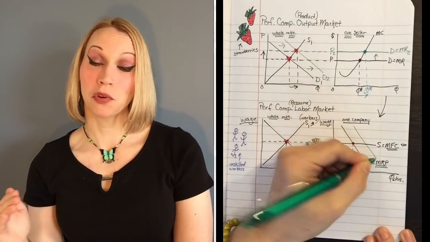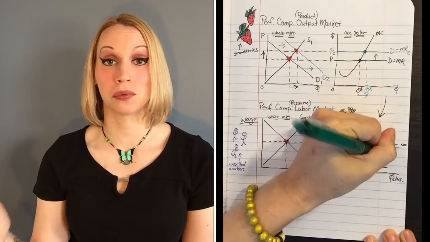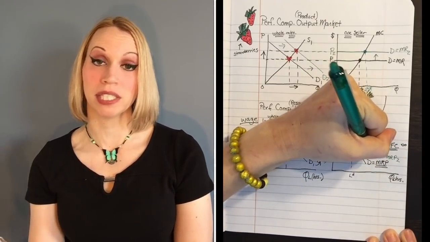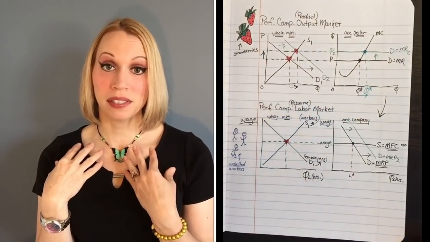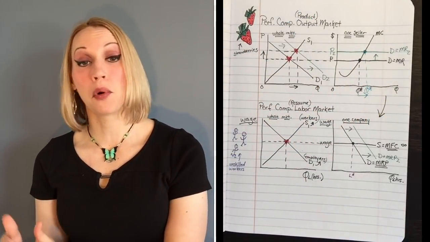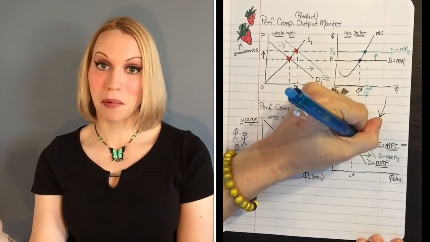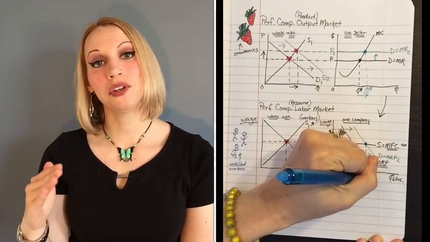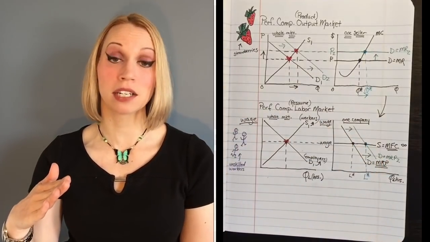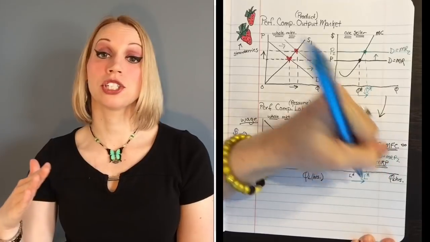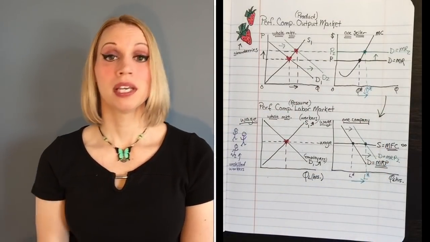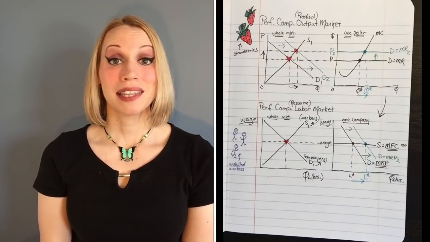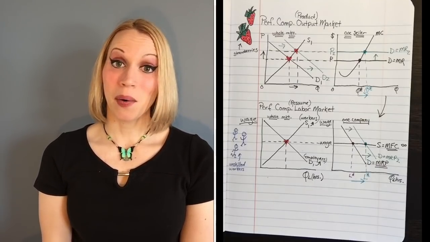My demand for workers is going to shift to the right. My individual demand for workers is going to increase. I, as a strawberry seller, need to hire more workers so that I can make more output and maximize my profit. So my marginal revenue product curve, which is like my demand curve for workers, is going to shift to the right.